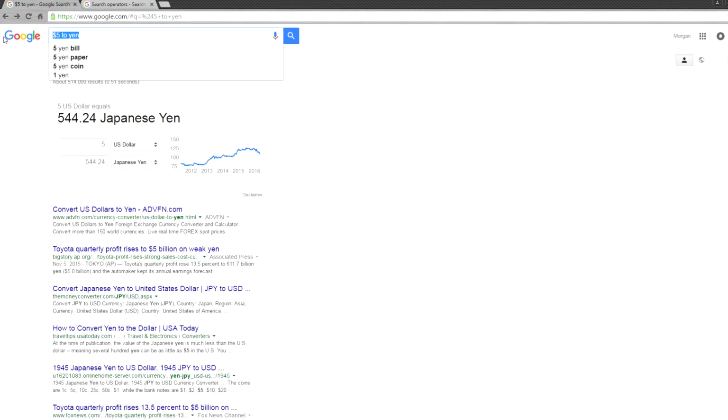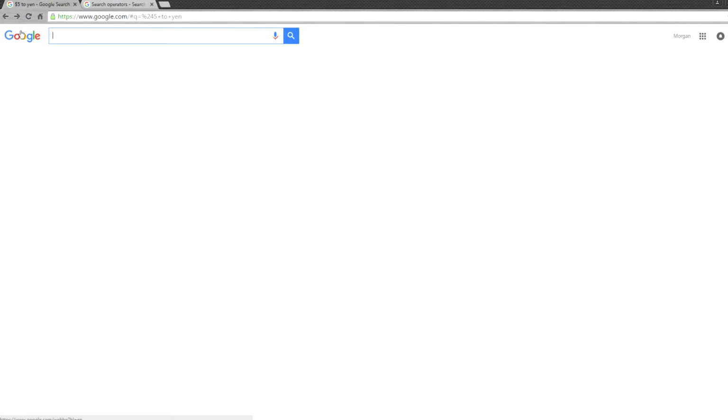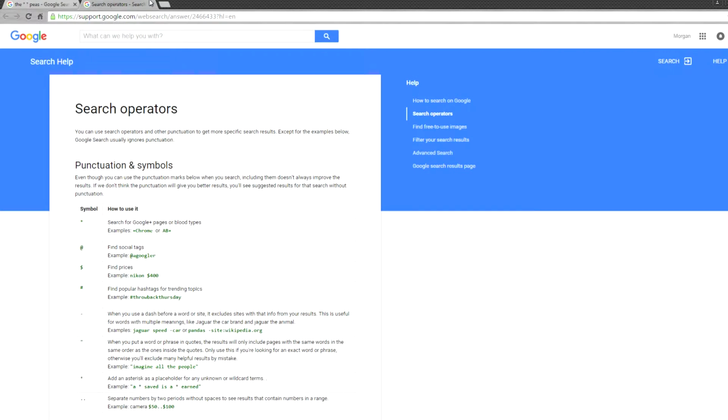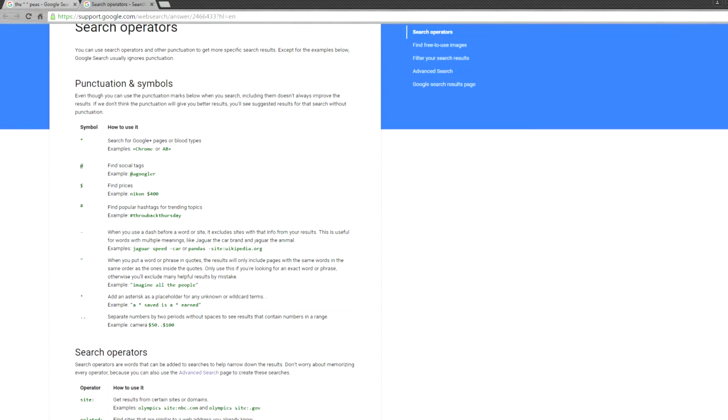But we're going to take a look at optimizing our search in the bar itself. So Google has a list of these things we could use to enhance our search from its help website, support.google.com. And it refers to these things called search operators. And these are the things we're going to put into our search bar in order to make our search results more accurate.